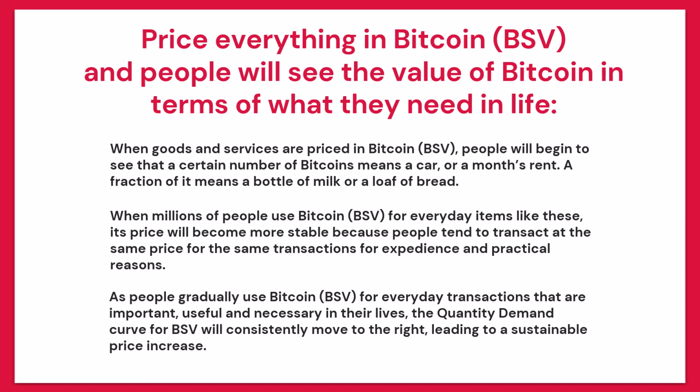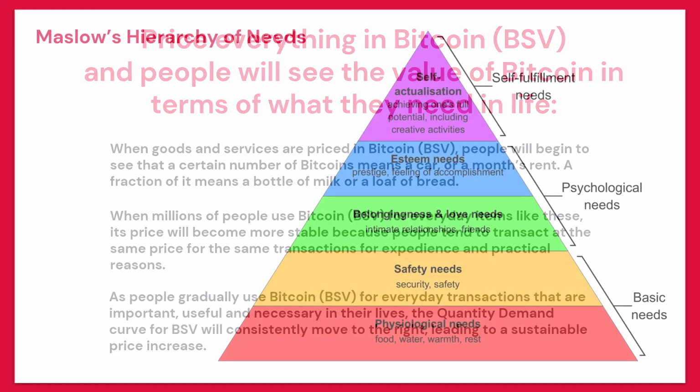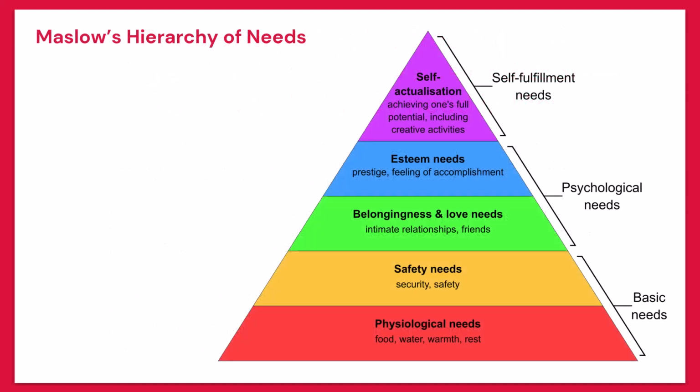One way to understand which types of transactions are likely to lead to a more stable and sustained price rise of Bitcoin BSV is to consider Maslow's hierarchy of human needs. It was developed by an American psychologist named Abraham Maslow. He identified 5 layers of human needs. These 5 layers can be stacked on top of each other in a pyramid. At the bottom of the pyramid are our most basic needs, our physiological needs, the things that we need to survive. We need food and water, we need to be sheltered, and we need clothes to keep us warm.